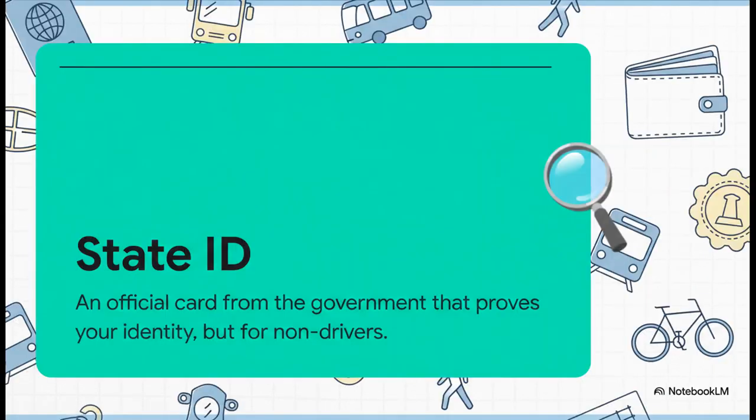Perfect. But what if you don't drive? No problem at all. That's totally fine. There's something else for you, and it's called a state ID. Just think of it like a driver's license, but for people who don't drive. It's an official government card that proves who you are. It just doesn't give you permission to operate a car.